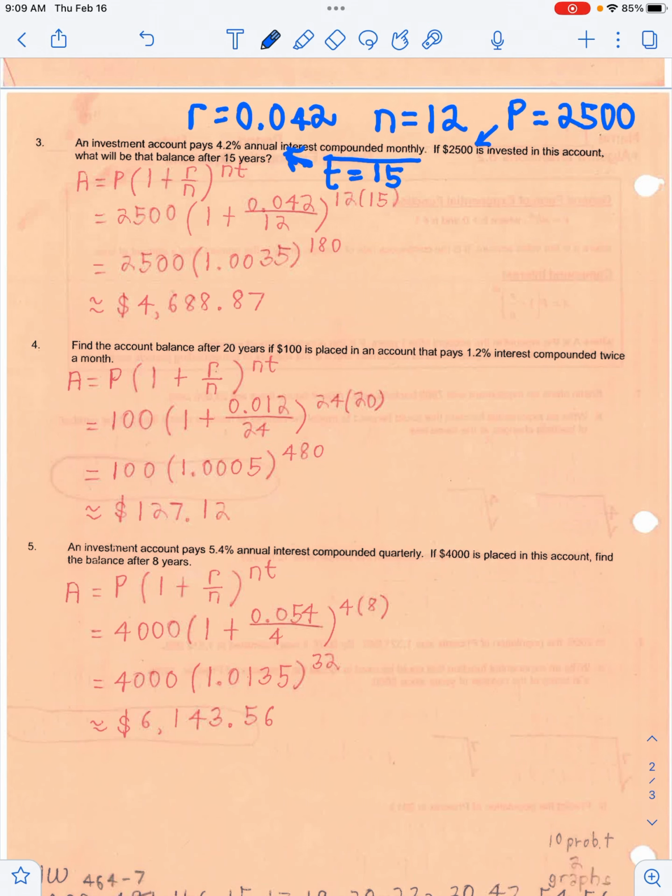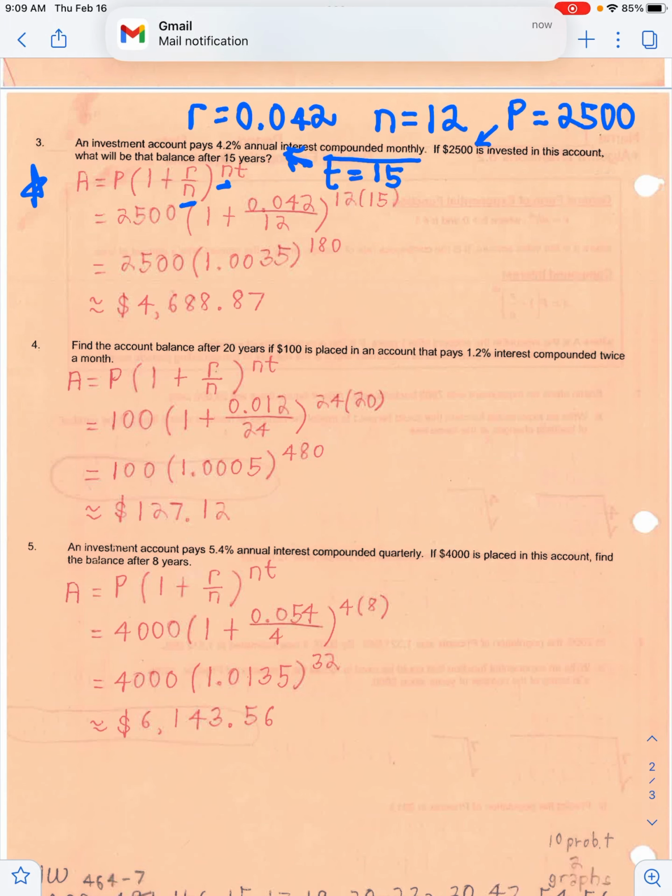So then here's our formula. And notice how I plug in. I plug in for P with the 2,500, for R with the 0.042, for N, which gets plugged in twice in the formula, 12, and then T with the 15. At that point, I can simplify it step by step, like I took the 12 times 15 is 180. The 0.042 is divided by 12, and added to 1, and that's 1.0035.